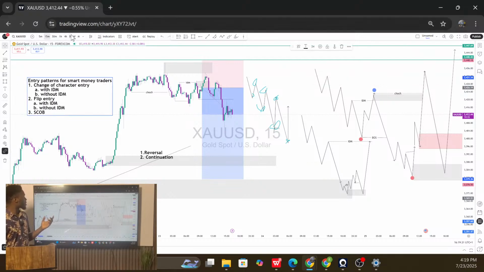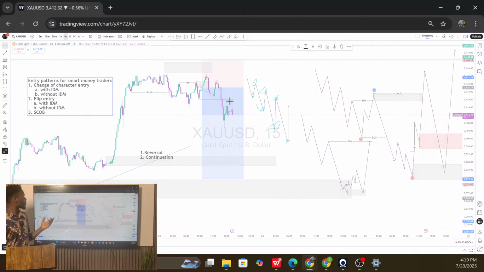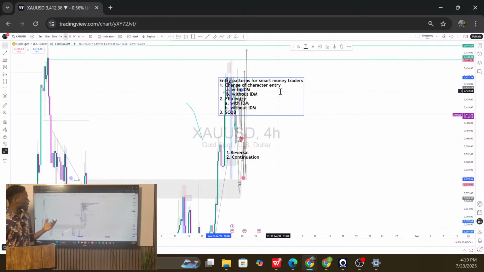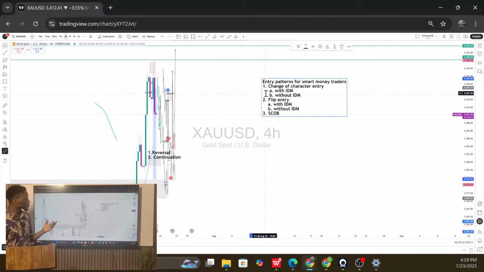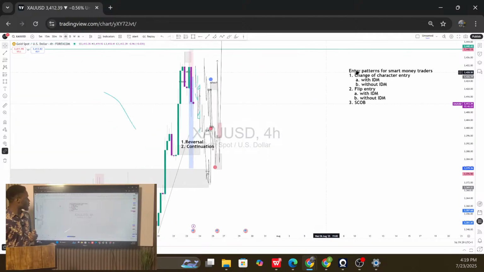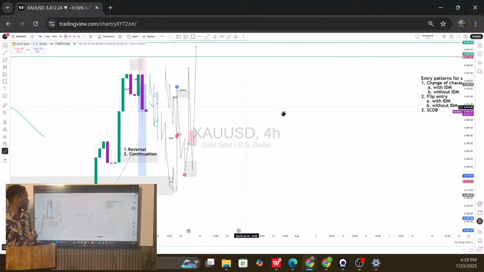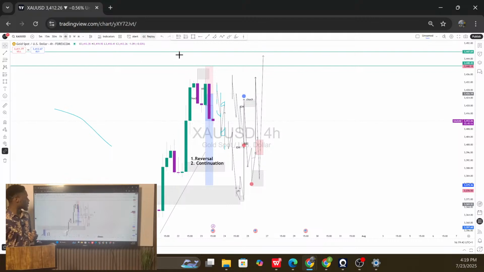Where did I spot this trade? I spotted it on 4 hours. On 4 hours, I began to see how some price movement began to ensue, right? Market began to look for the downside after getting into a very nice zone.